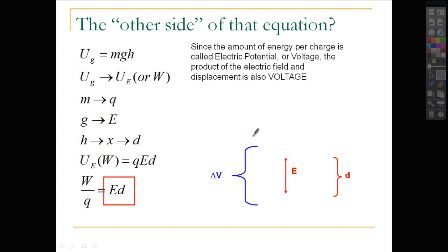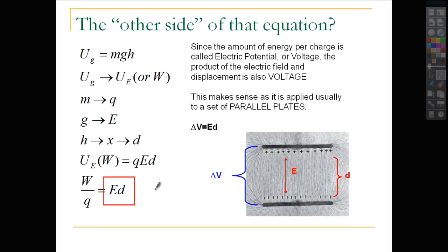So the other side of this equation, since the amount of energy per charge is called electric potential or voltage, the product of the electric field and displacement is also voltage. So just like W over Q equals delta V, E times D also equals delta V. This makes sense as it's applied to using those plates that we had before. So here's our change in voltage. We got our 9 up here, our 0 down here. So it's directly proportional to our electric field and the distance between the two.